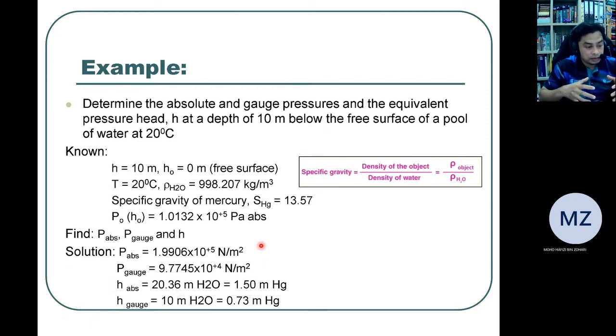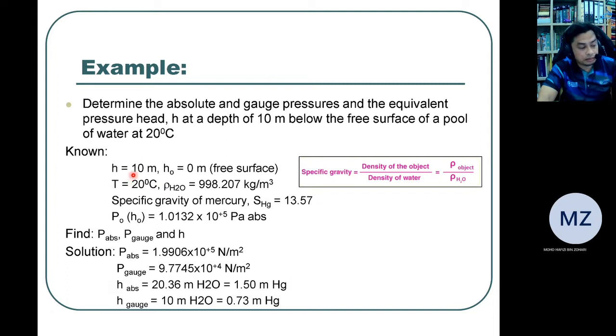Let's say that we have a pool, water inside a pool with the temperature of 20 degrees C. Find the absolute gauge pressure or the equivalent pressure head at 10 meters below the free surface of the pool. If we're talking about free surface, you can imagine that in that free space we have P naught, the absolute pressure, atmospheric pressure, and the H naught is equal to zero, because it's H initial at the surface of the water. So that one is stated here.